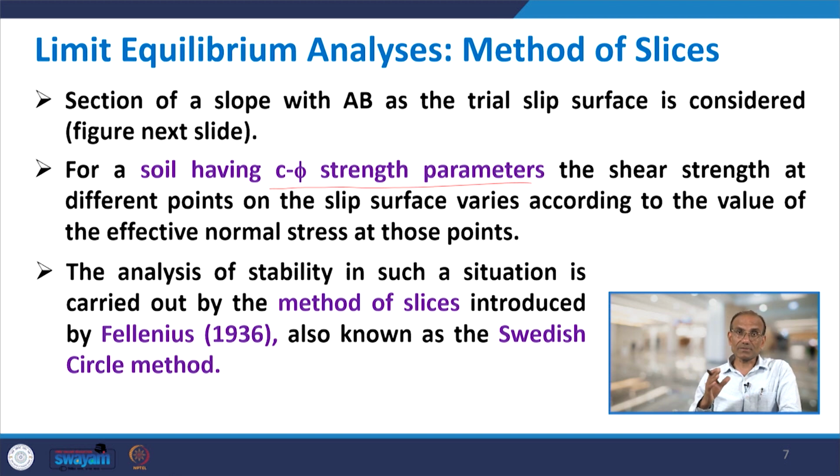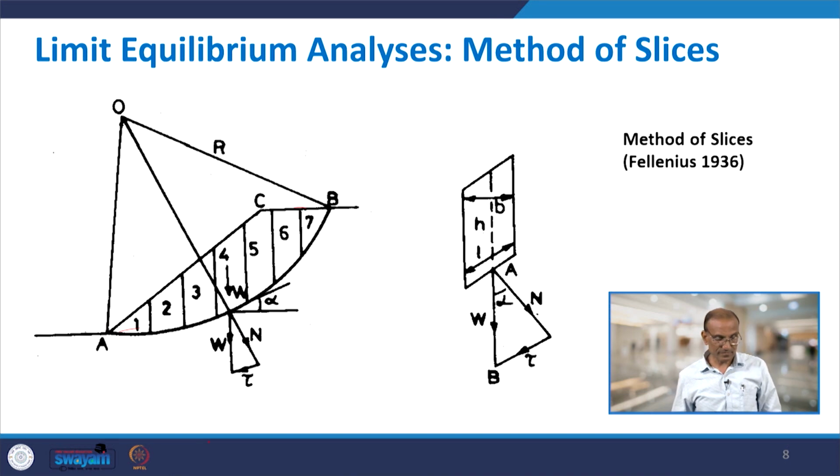The analysis of stability in such a situation is carried out by what is called the method of slices, which was introduced by Fellenius in 1936. That is why it is also called Fellenius method, or because he was Swedish, it is also called the Swedish circle method. So method of slices, Fellenius method, or Swedish circle method, all three are the same thing. So the basic concept is already there.